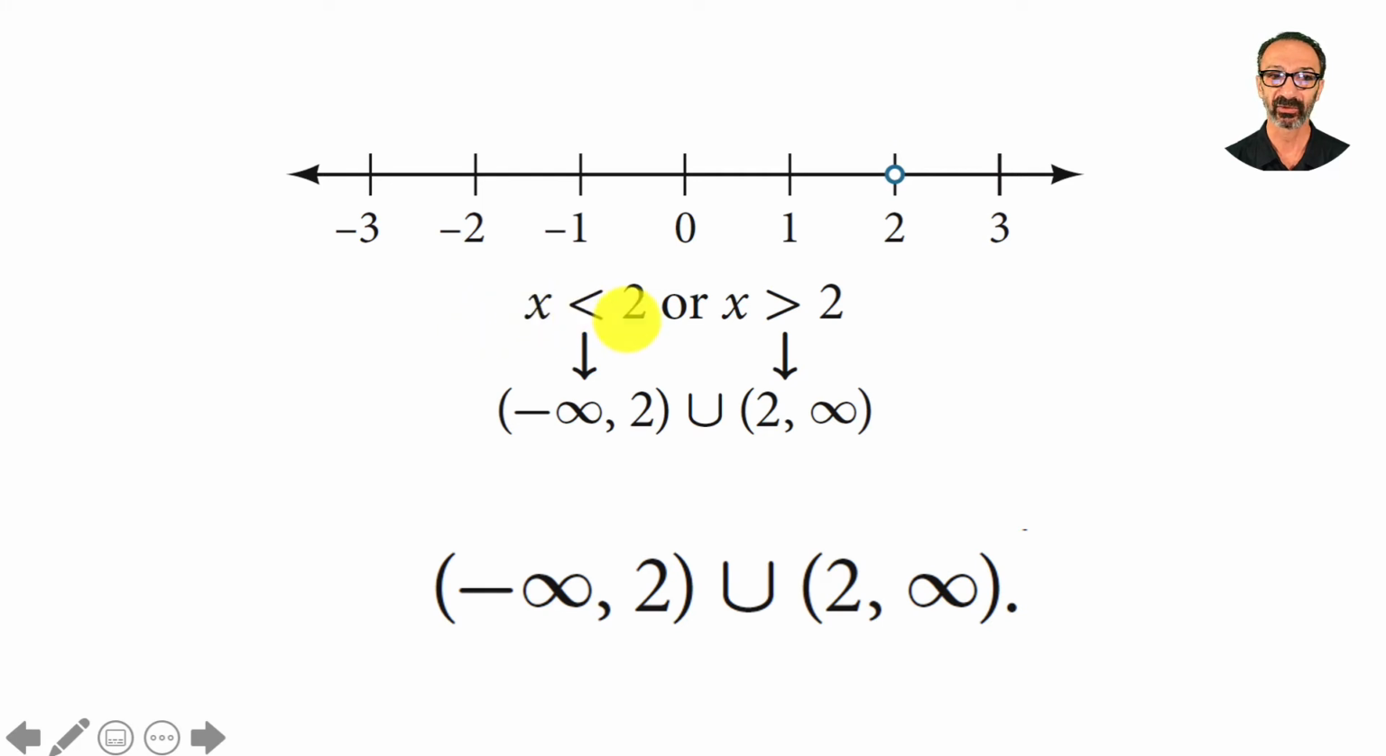So x is less than 2 or x is greater than 2. You could be here, you could be here, but you can't be at both sides at the same time, and that's why they're using the or. Differently, you could say it's from negative infinity to 2, union from 2 to infinity, not including 2 either way. And that's what we have.